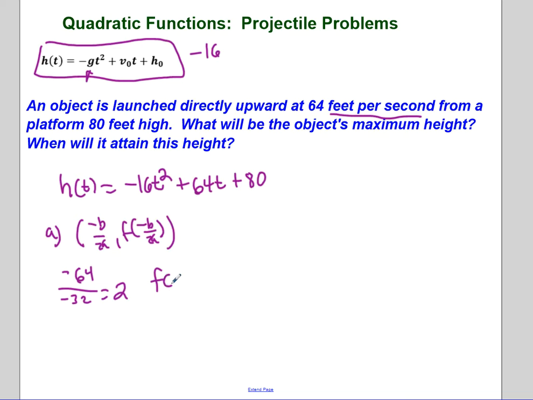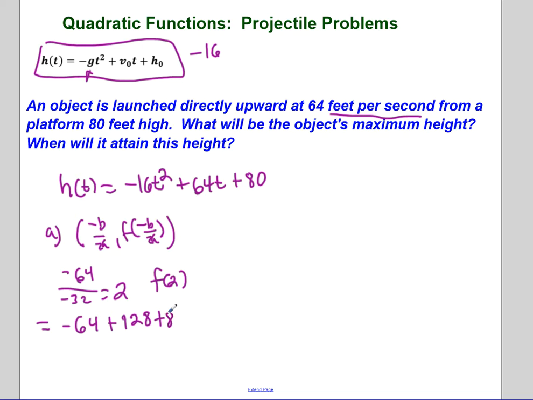Then I do f of 2. That's going to be 4 times 16, which is 64. Negative 64, by the way. Okay, let's make sure we get our equal signs in there because we still have h of t. Well, h of 2 now. And we're going to double that. That's 128.